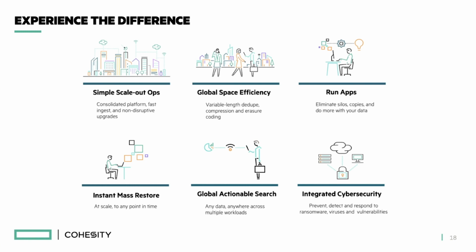The global actionable search: a lot of customers have told us that it's difficult for them to find any data that's accidentally deleted, or for compliance reasons, they need to make sure that there's no PII information out there. And so Cohesity's distributed file system indexes all the data such that it's very easy to find any of your data anywhere, no matter if it's on the core data center, edge, or cloud.